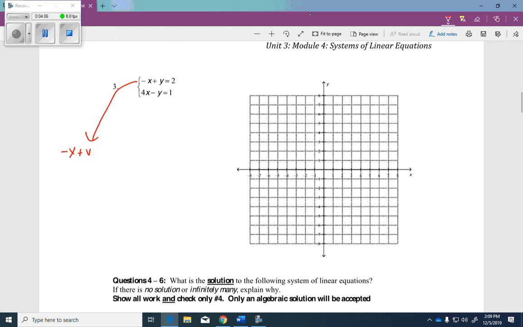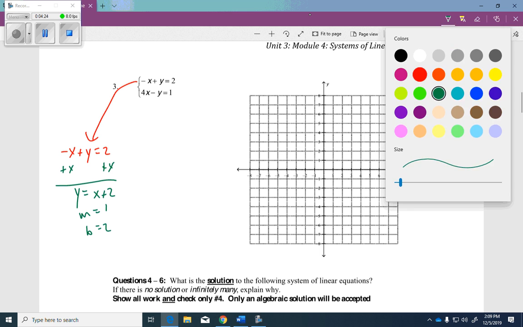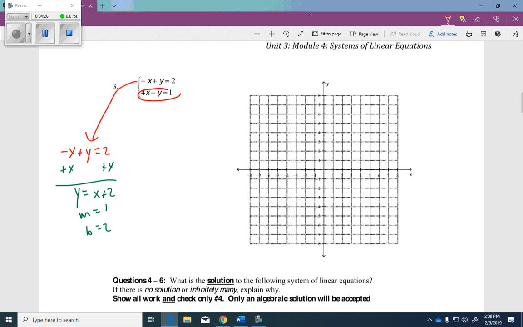I have to try and get y by itself. So to get y by itself, I want to add x to both sides. And y equals, I always like writing the x term first, x plus 2. So the slope is 1, the y-intercept is 2. And then I get the second equation in the correct form.